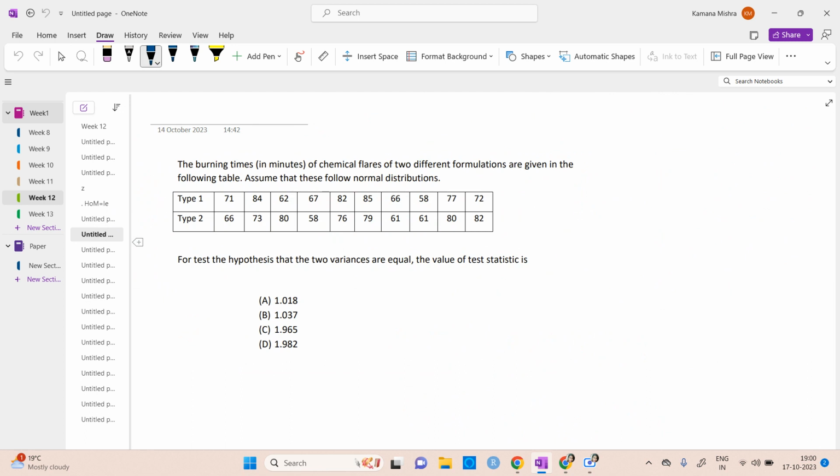Okay. So now we will move to the next question. The burning times in minutes of the chemical flares of two different formulations are given, and we need to test the hypothesis that the two variances are equal. To check whether two variances are equal, we use the F statistic. So firstly we will go through the F statistic and then do this test. Two sample problem.